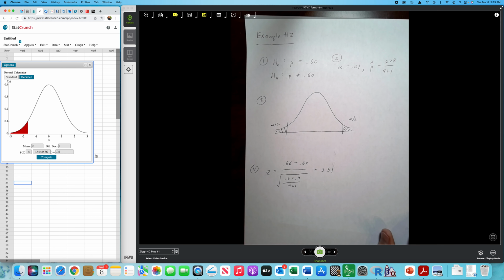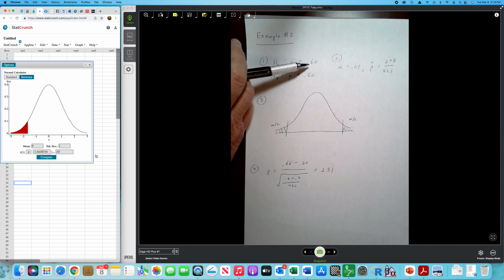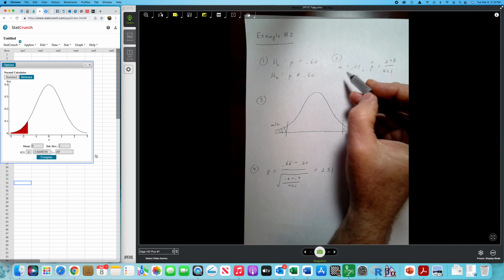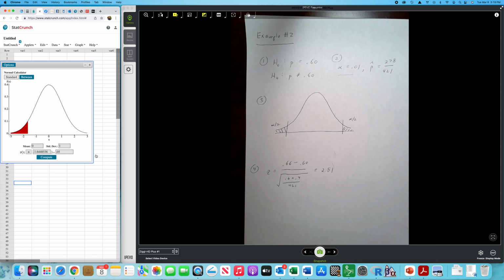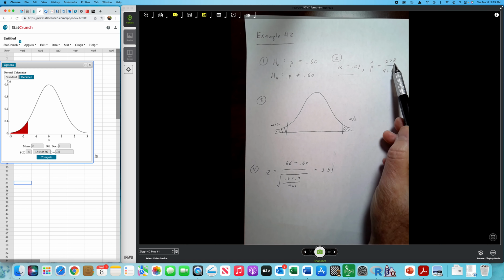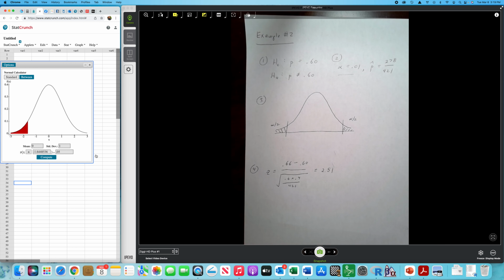Example number two. Let's say we're testing that the population proportion is 60%. Again, always state this as a decimal. And we would like to test that the percentage is not 60%. We are testing in this test at alpha equal 0.01. And let's say that in our sample, we have 278 out of the 421 that were sampled that have whatever attribute or characteristic that we are measuring.